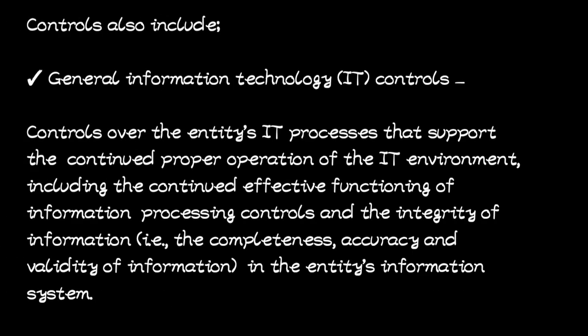Controls also include the following. The first one you have is general information technology, which is IT controls. These are controls that support the continued proper operation of the IT environment. They make sure that the IT environment is functioning the way it's supposed to function. It's processing information in a proper way, and there is integrity, there is no fraud or anything. So it helps to achieve completeness, accuracy, and validity of information in the entity's information system.